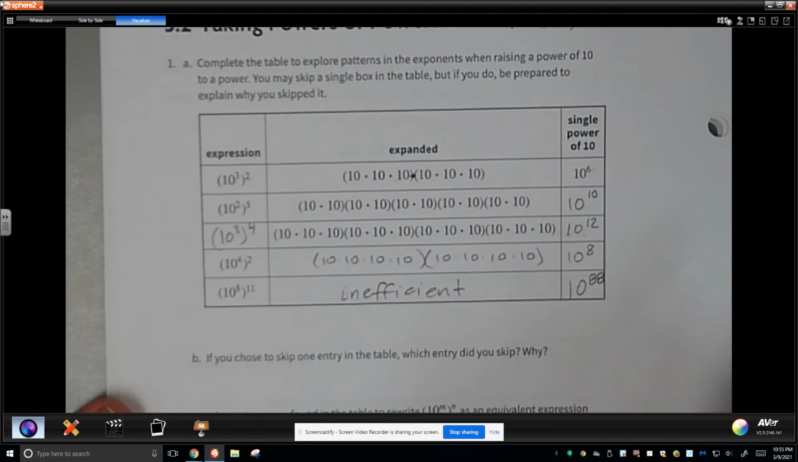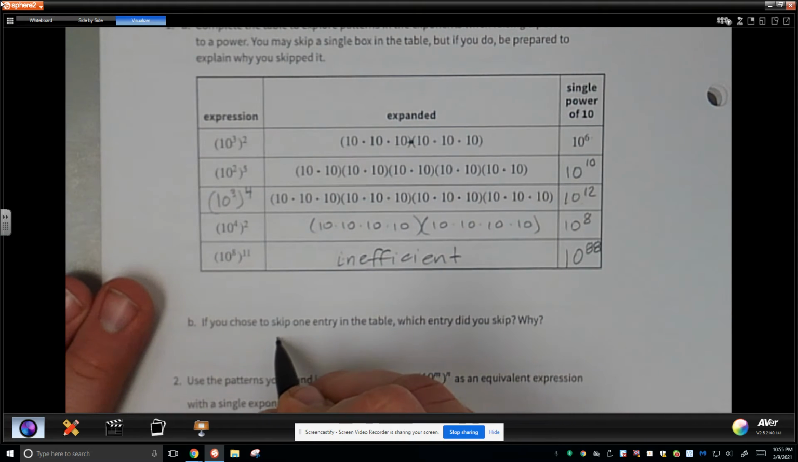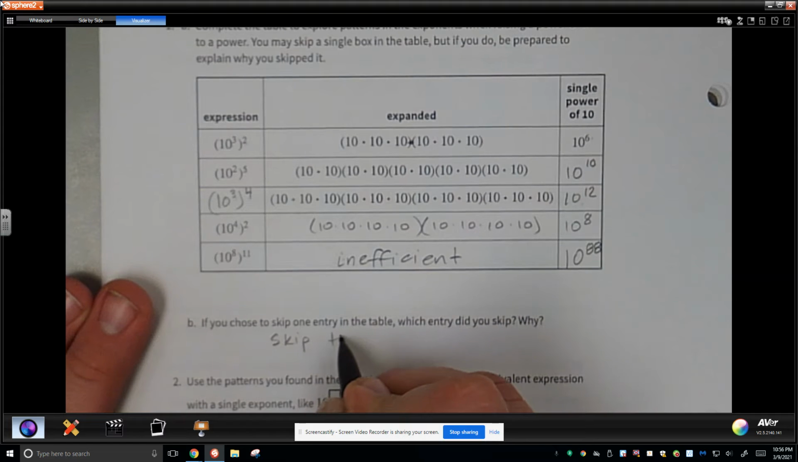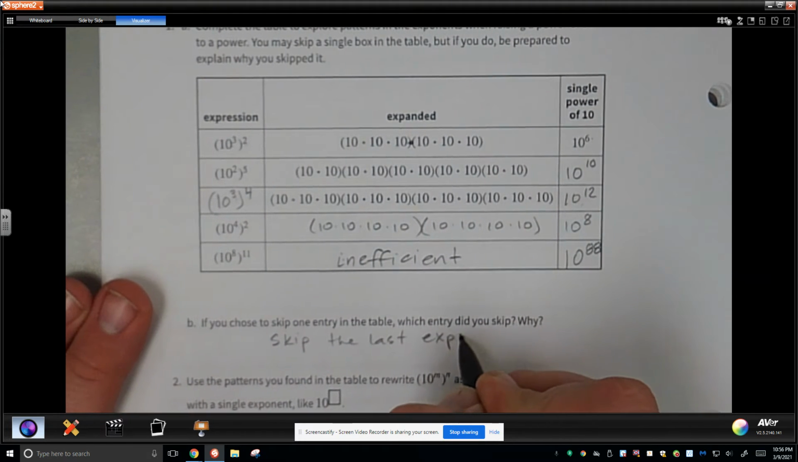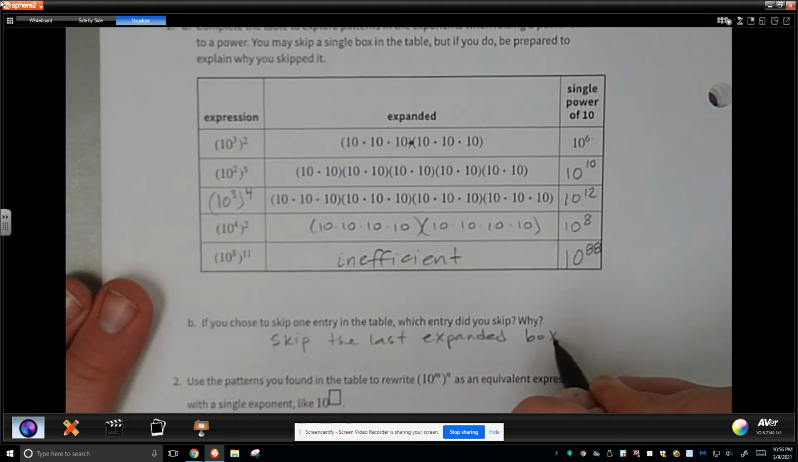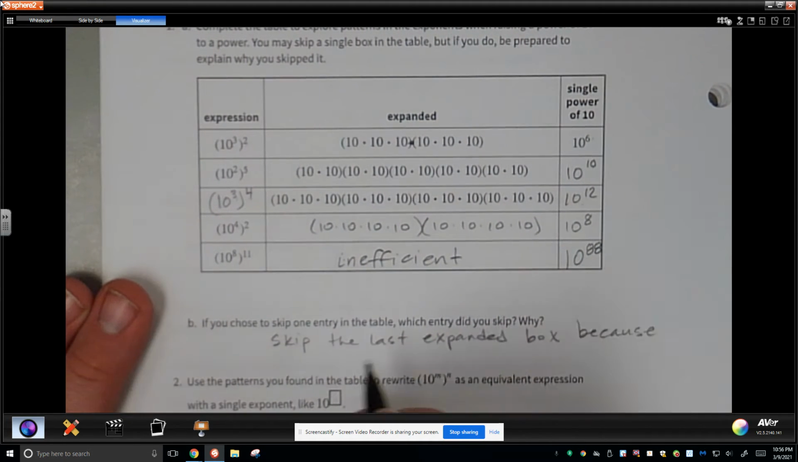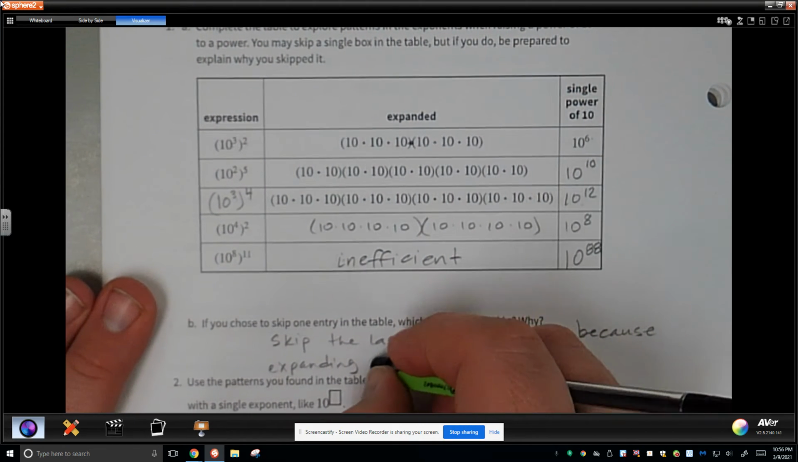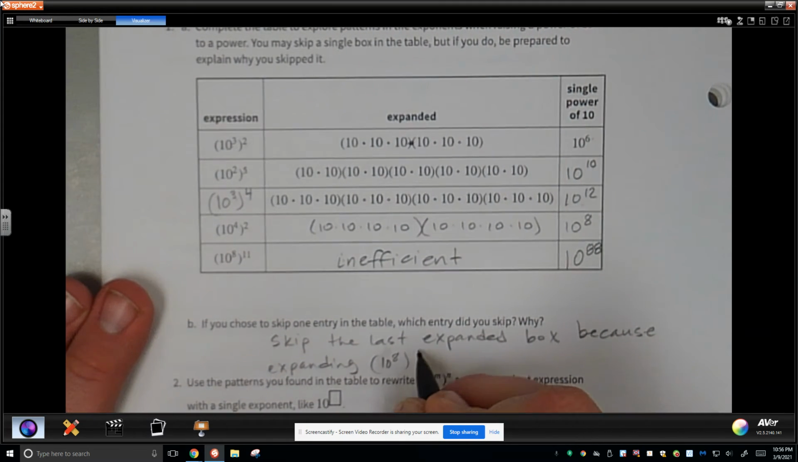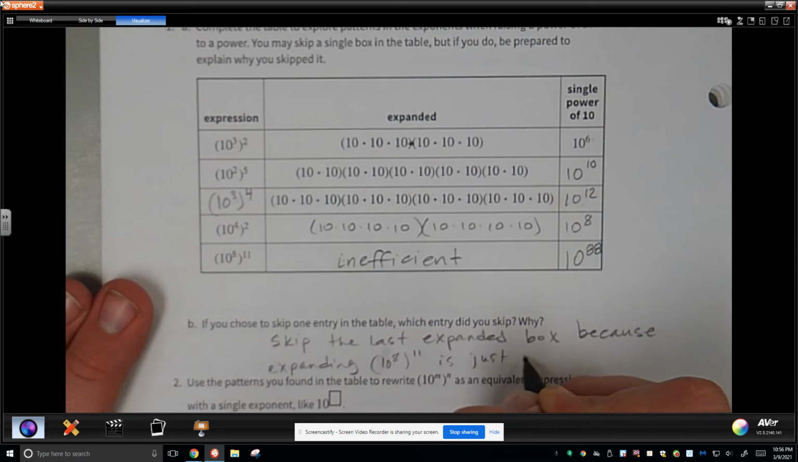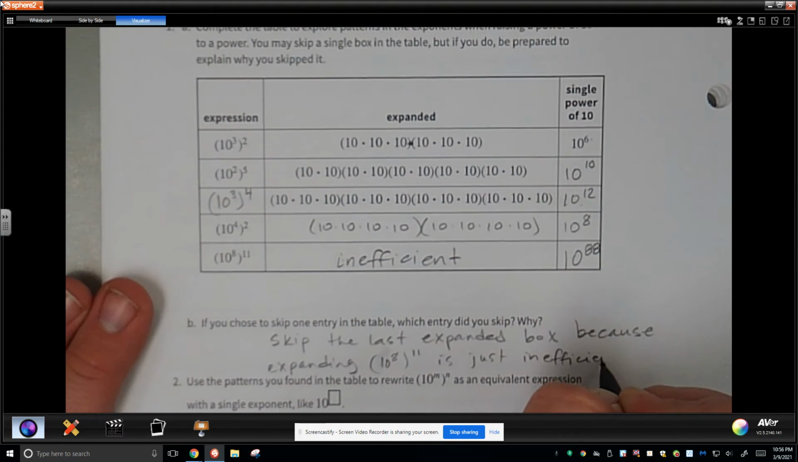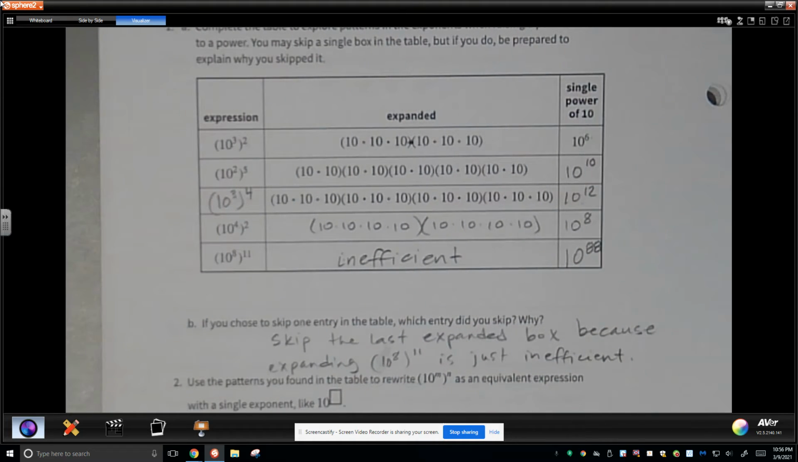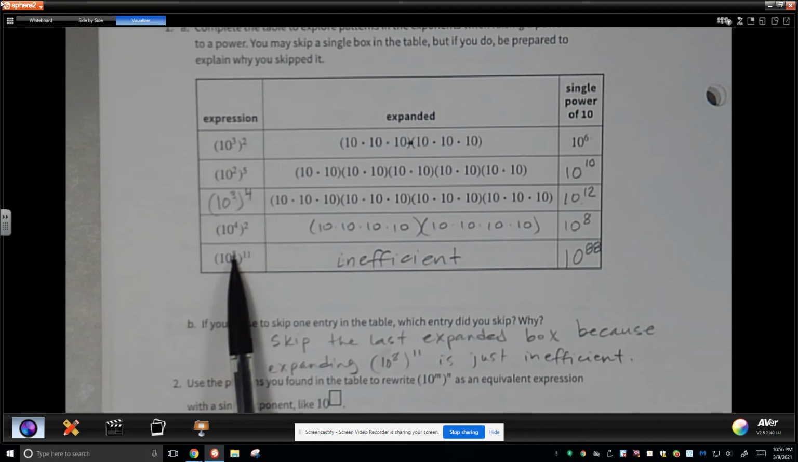If you chose to skip one spot on the table, why'd you skip it? Well, I chose to skip the last expanded box because expanding 10 to the 8th raised to the 11th is just inefficient. I can come up with the single power of 10 way quicker just by understanding the process of what's going on here, recognizing this is 11 groups of 8, and recognizing that I can multiply those two exponents together.